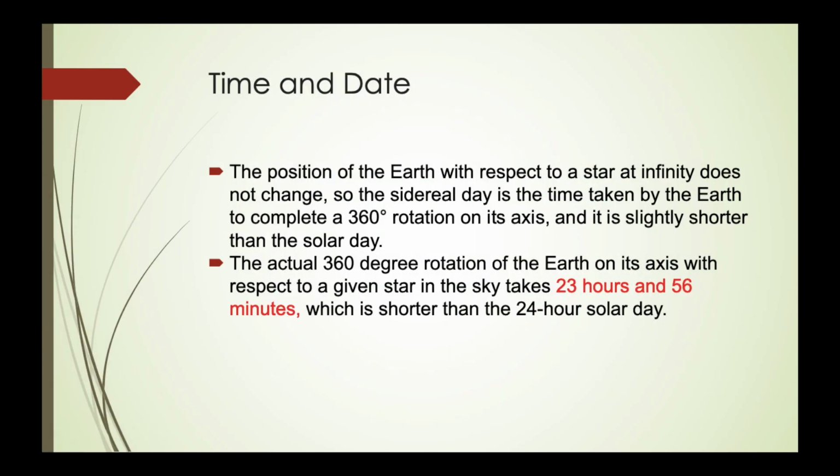The position of the Earth with respect to a star at infinity does not change, so the sidereal day is the time taken by the Earth to complete a 360-degree rotation on its axis, and it is slightly shorter than the solar day. The actual 360-degree rotation of the Earth on its axis with respect to a given star in the sky takes 23 hours and 56 minutes, which is shorter than the 24-hour solar day.